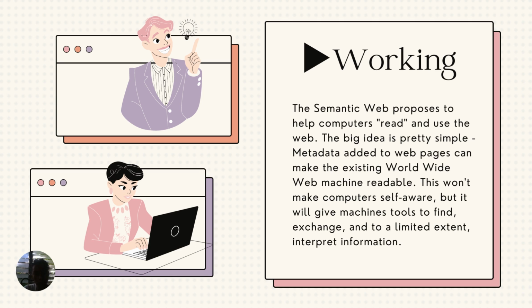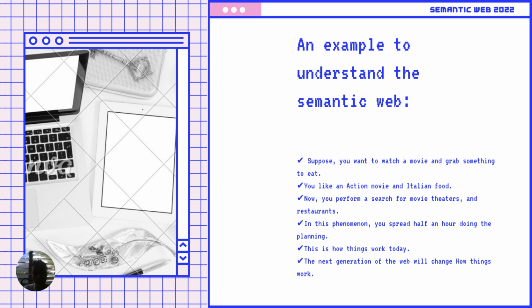So in working, the semantic web aims to help computers read and use the web. The big idea is pretty simple. Metadata added to web pages can make the existing World Wide Web machine readable. This won't make computers self-aware, but it will give machines tools to find, exchange, and to a limited extent interpret information.